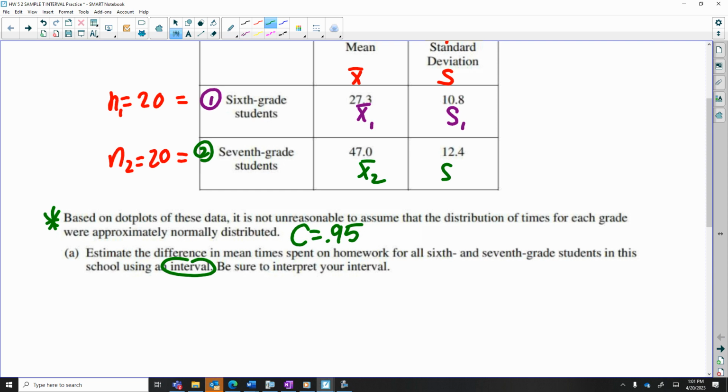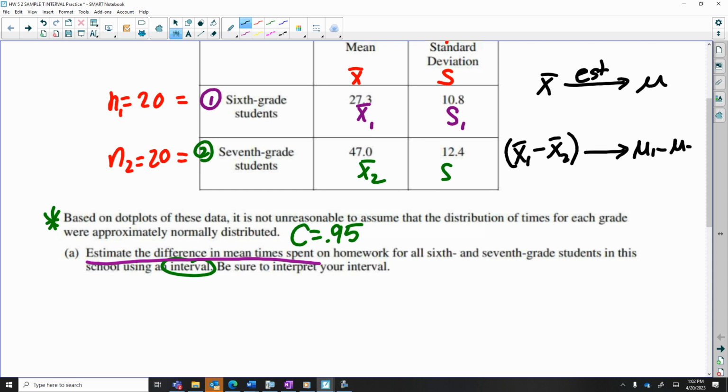Notice I'm estimating the true difference between the means of the time spent on homework by all sixth graders and all seventh graders. So I'm going to use the sample means to estimate the true means, and that's the concept of a confidence interval. You're using your sample statistic, x bar, to estimate the population parameter mu. Similarly, we're using x bar 1 minus x bar 2 to estimate mu 1 minus mu 2, the true difference between the mean time all the students in the school spent on homework, sixth grade versus seventh grade. So it looks like I put 1 for sixth and 2 for seventh.